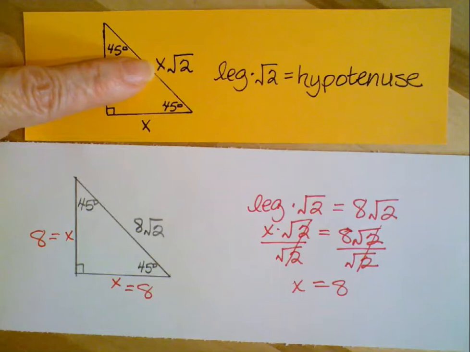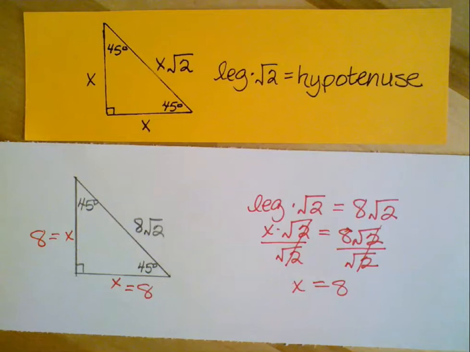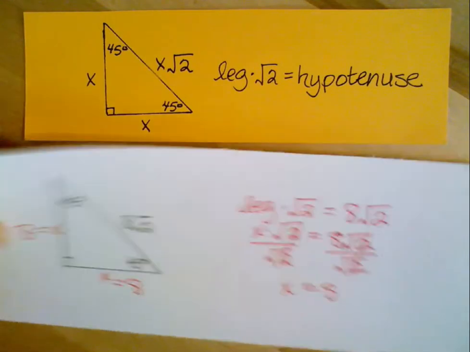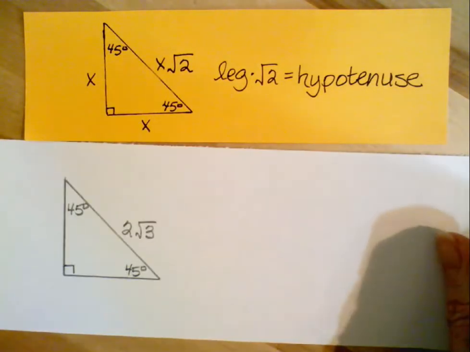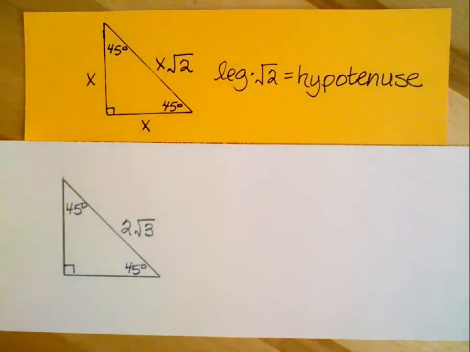Or what if the length of the hypotenuse doesn't even have a square root in it? Then what do we do? Well, it still goes back to this division, but your division changes slightly. All right, so let's look at this next one. In this next one, we've got a hypotenuse whose length is 2 square root of 3.